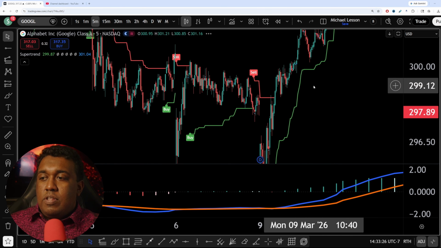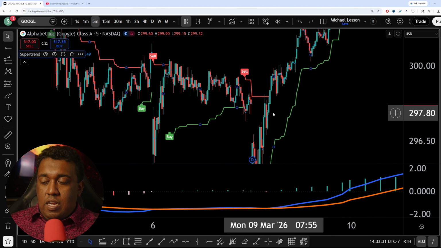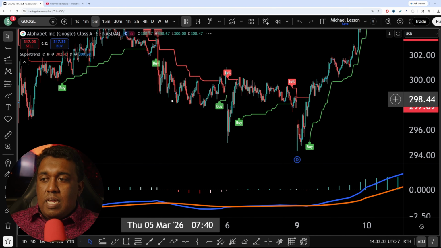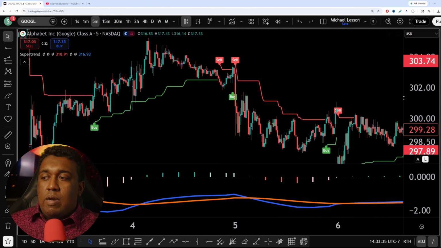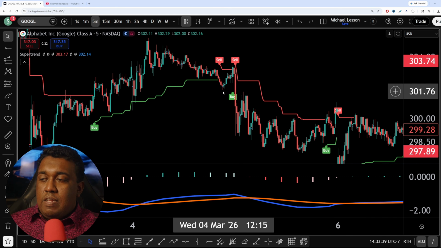Some green right here, and this is one of the few examples you can see where it didn't work out. It's green, said to buy, did not work out at all. I know there was news this day, but it doesn't matter. It didn't work, and that's something I want you guys to understand. It's not 100% perfect. Right here, you had a buy sign, immediately fell back down.